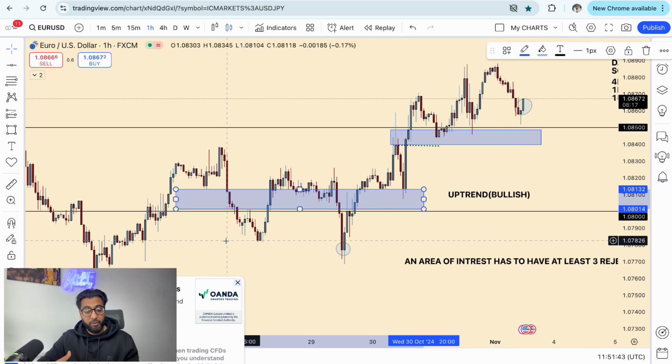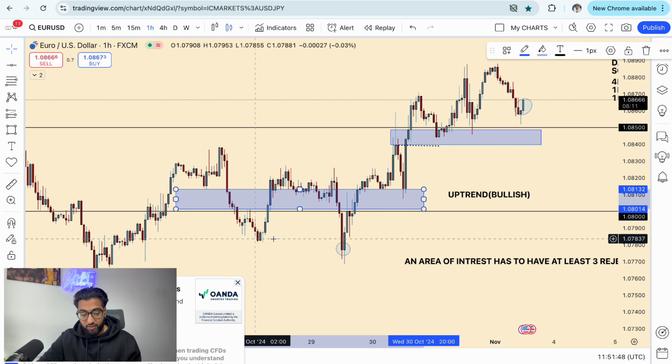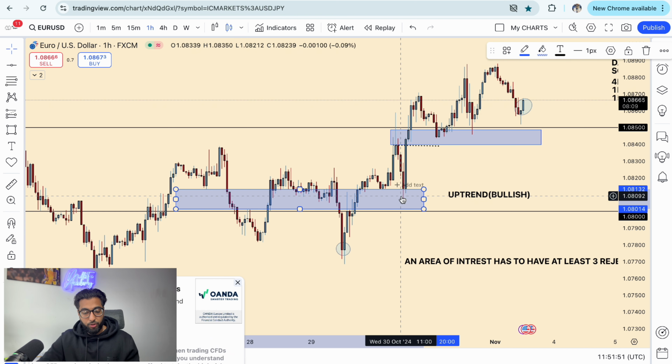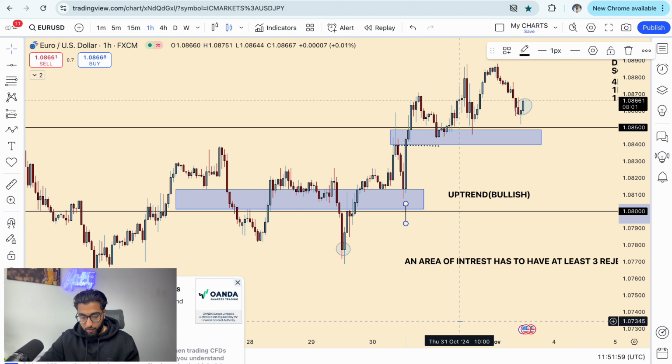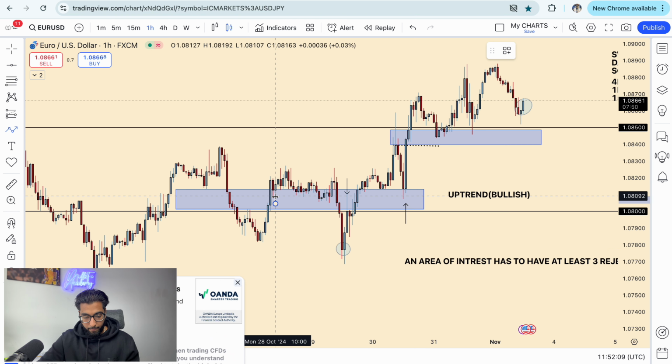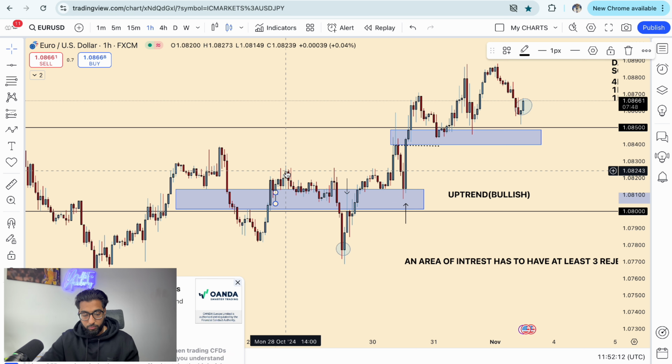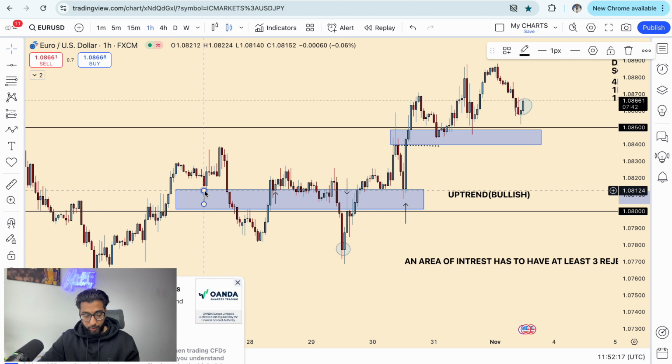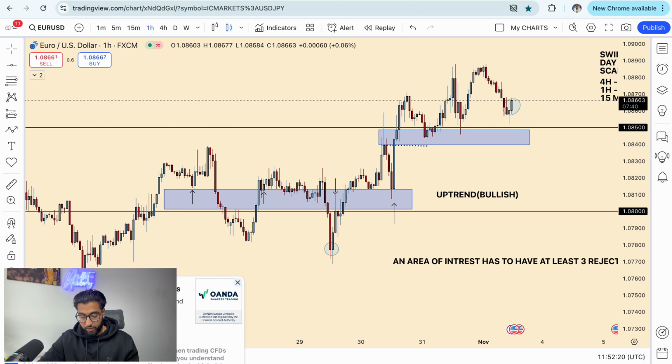The way we need to validate this is, has it got at least three rejections, or 3 times that price has gone up or down? Well, this is one. Okay. This is 2. Price has gone down. This is 3. Price has gone up. Even if it's small, doesn't matter. And this is 4. So we actually have more than enough, right? And we actually have another one.